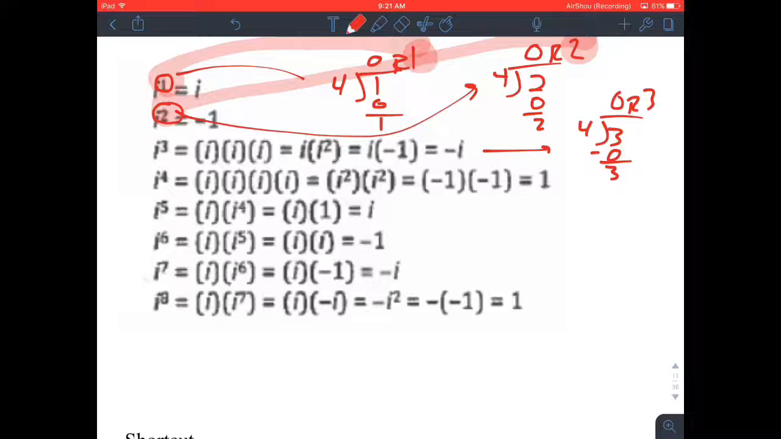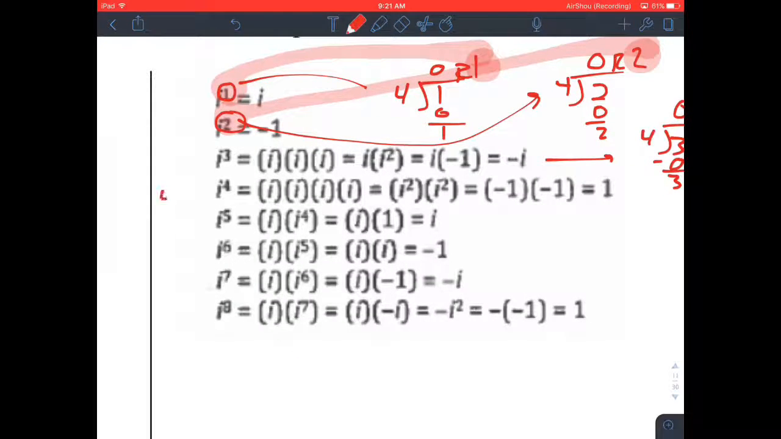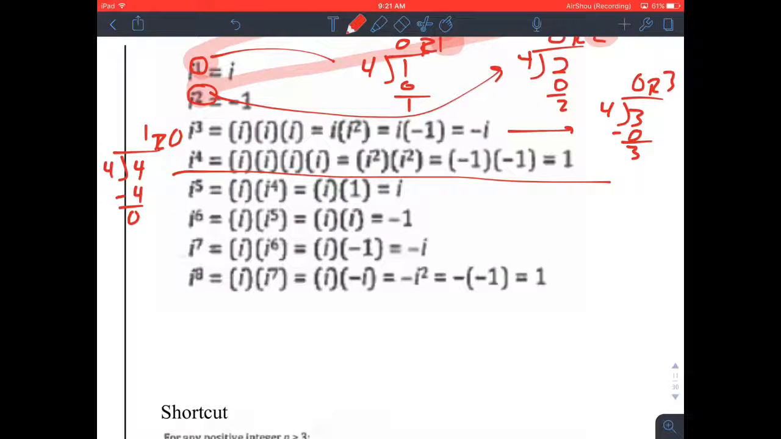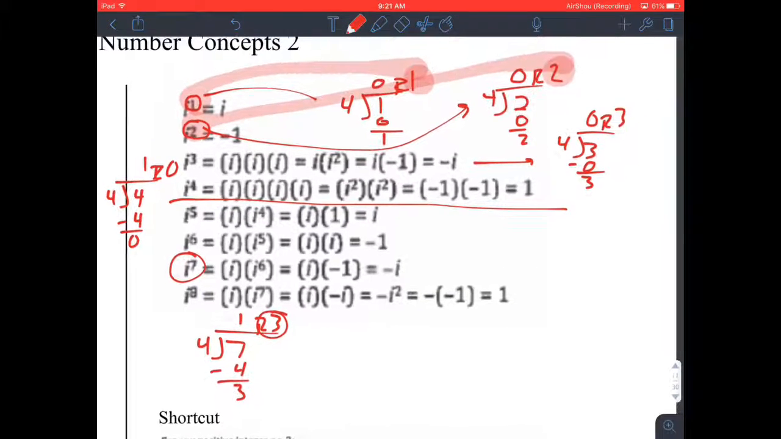There's a point to this. Wait for it. If you look at i to the 4th, we divide that by 4, goes 1 time, no remainder. Well, that same pattern continues. For example, let's just pick this one, i to the 7th. If you divide 7 by 4, goes 1 time, remainder of 3. So what I'm proposing is every time you get a remainder of 3, the answer is going to be negative i.